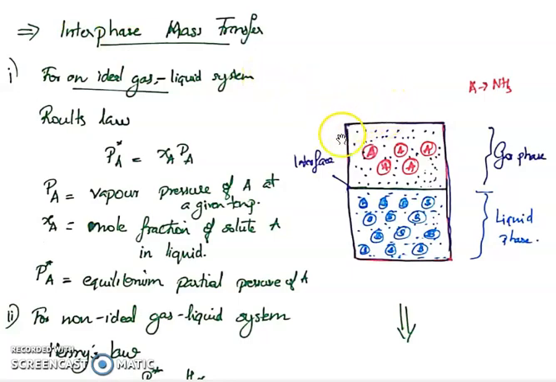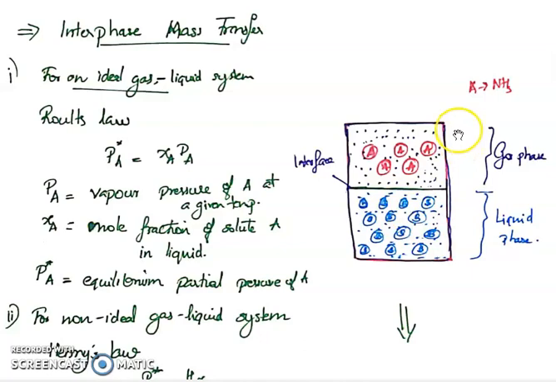What you see here is a vessel which is partly filled with water and partly filled with air. The violet dots here represent air molecules, and the blue dots here represent water. So this area is in liquid phase and the top part is in gas phase. Here I have shown some molecules of B, which is a representation for water molecules, because B is our second phase.